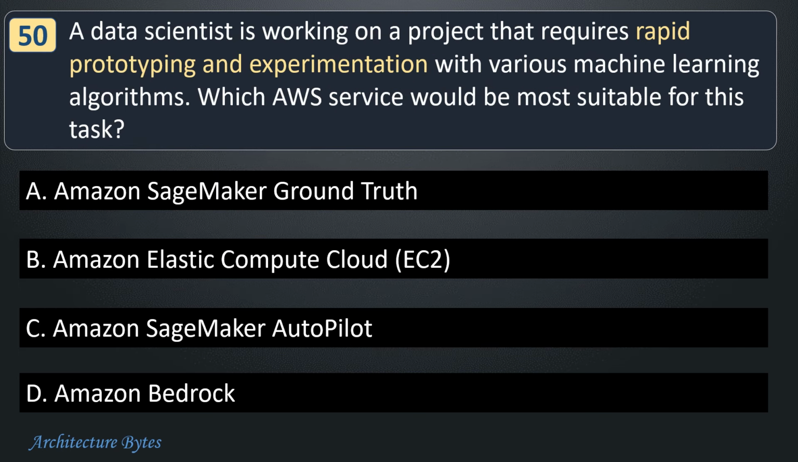A data scientist is working on a project that requires rapid prototyping and experimentation with various machine learning algorithms. Which AWS service would be most suitable for this task? Option A, Amazon SageMaker Ground Truth. B, Amazon Elastic Compute Cloud, or EC2. C, Amazon SageMaker Autopilot. Or D, Amazon Bedrock.